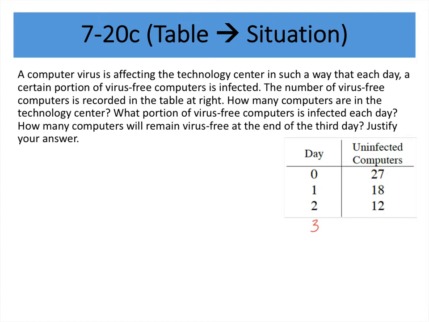So we're going from a table into a situation, and we're trying to describe the different pieces of this. So how many computers are in the technology center? So we know that on day 0, before the virus hit, there were 27. So there's 27 computers total.